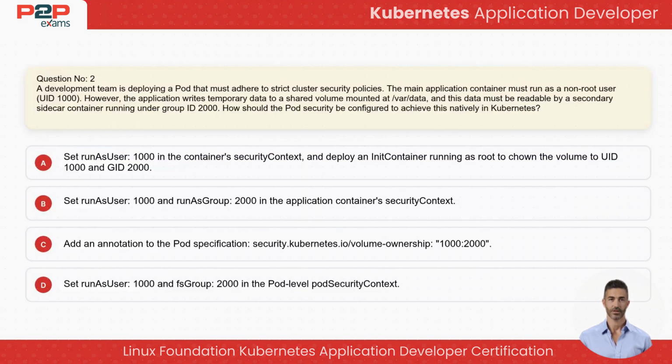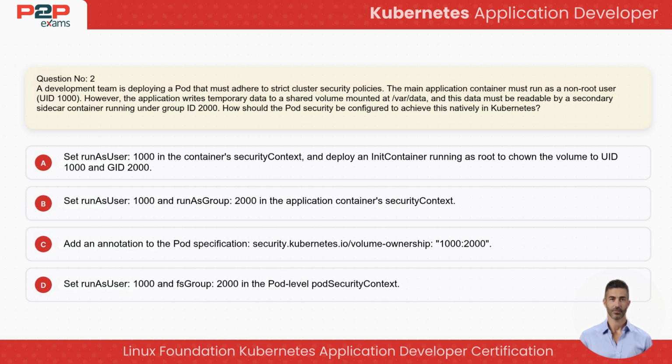Question No. 2. A development team is deploying a pod that must adhere to strict cluster security policies. The main application container must run as a non-root user, UID 1000. However, the application writes temporary data to a shared volume mounted at /var/data, and this data must be readable by a secondary sidecar container running under group ID 2000. How should the pod security be configured to achieve this natively in Kubernetes?